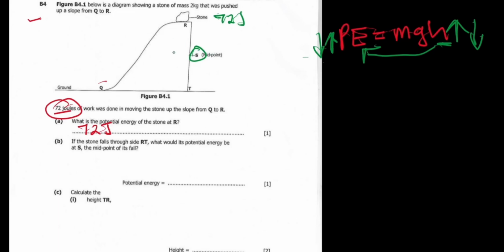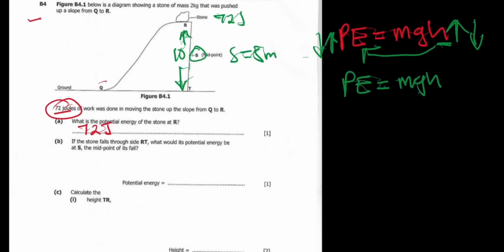Let's just imagine that this is 10 meters. If that is 10 meters, then at point S you have 5 meters, which means that the potential energy at that point is simply going to be the same mass times gravity times height, but over 2. Why? Because it is half of the distance. This 2 is reducing the height by 2. So because of that, the potential energy is going to decrease by half.